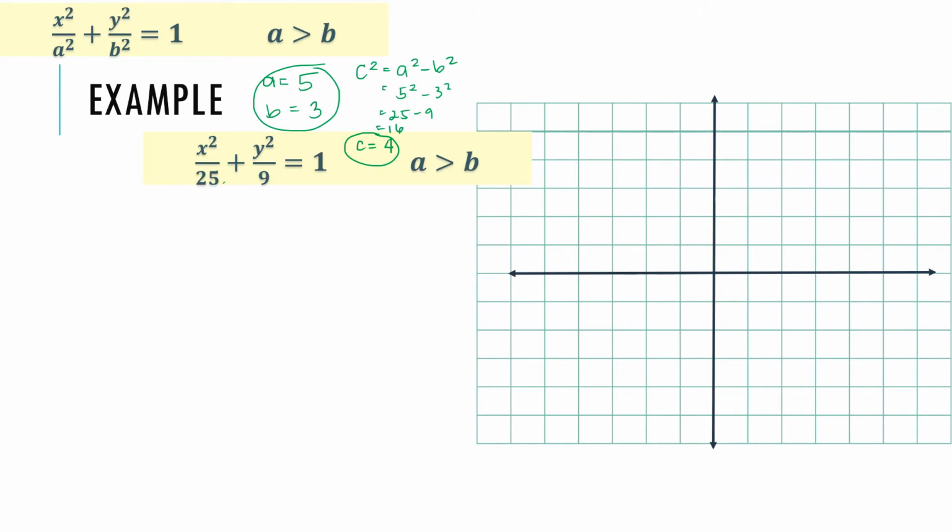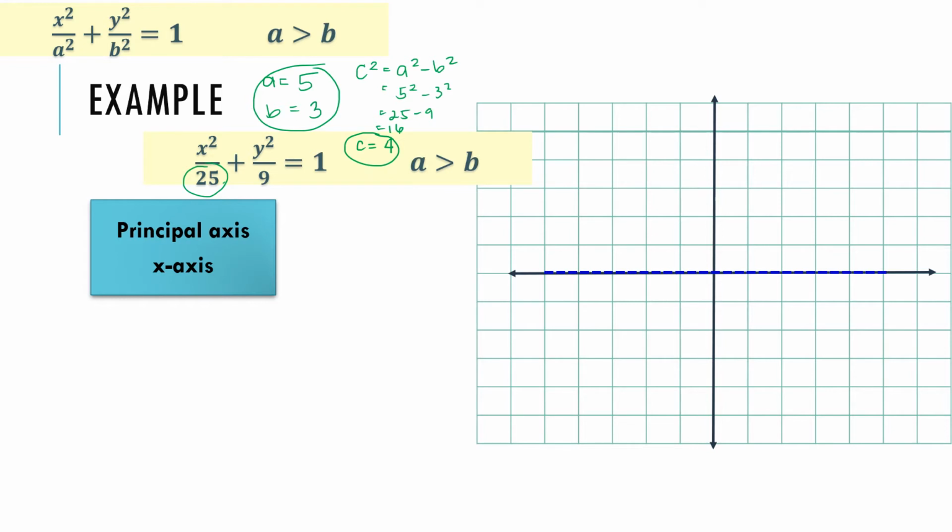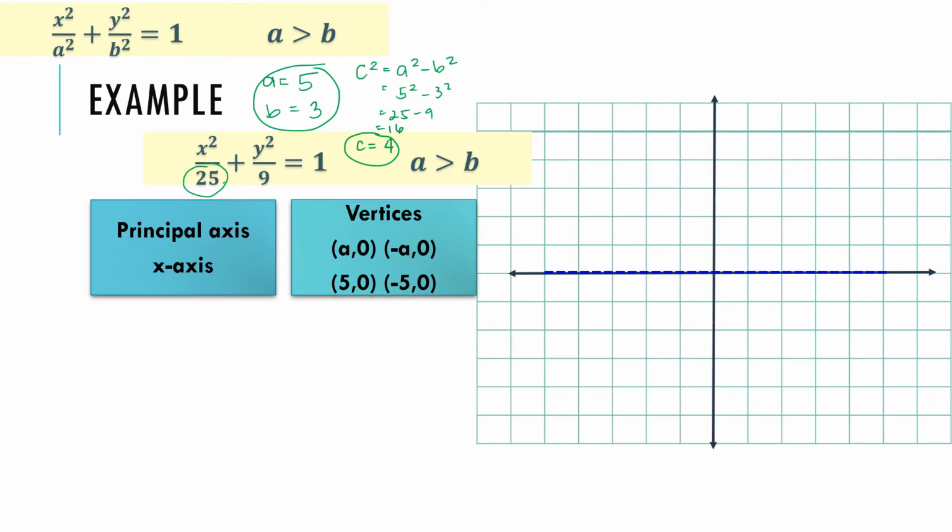Since ang ating A ay na kay X, our principal axis is the X-axis. Next, vertices is given by the coordinates A, 0 and negative A, 0. Ang ating A ay si 5. So, we have 5, 0 and negative 5, 0.